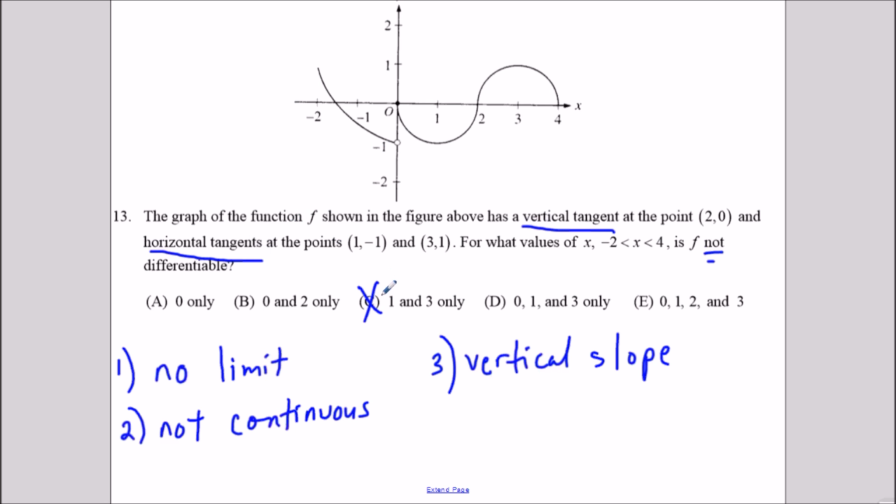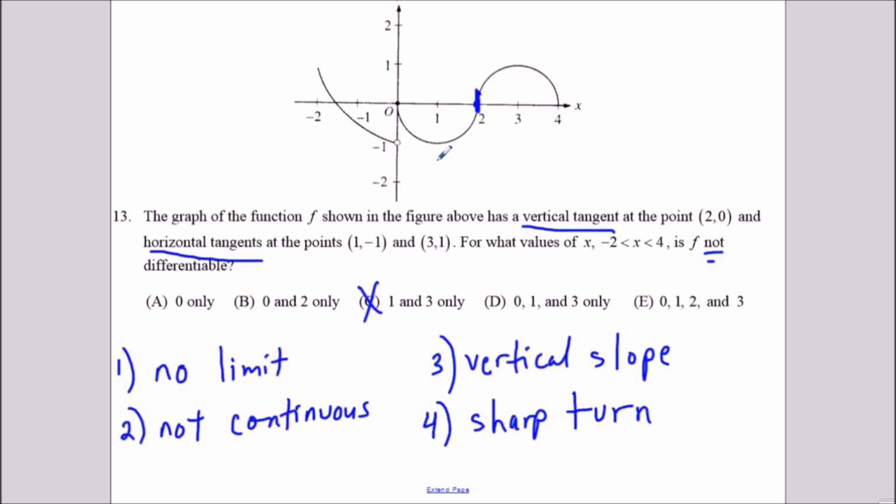So choice C is out because 0 is not part of it. So then the next thing we want to look for, oh, I should have also mentioned, I'm sorry, a fourth one is a sharp turn in a graph. But this graph has no sharp turns, so that's not going to be one we're going to look for. Now they told us there's a vertical tangent at (2, 0), which is here.